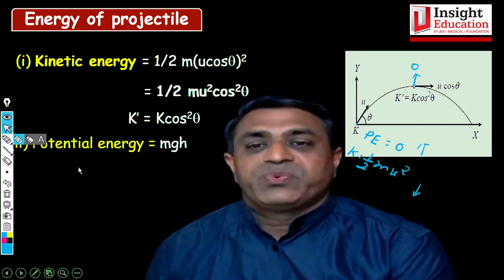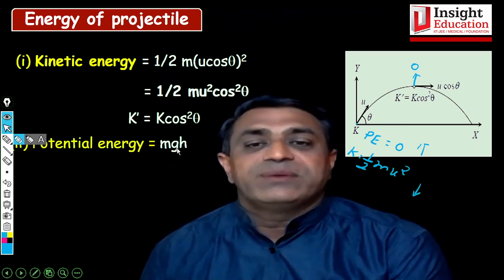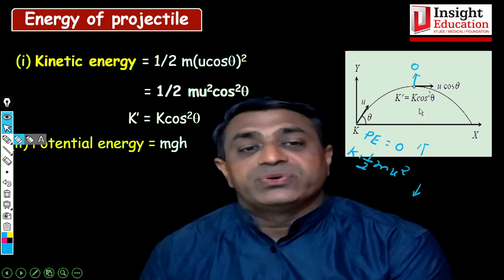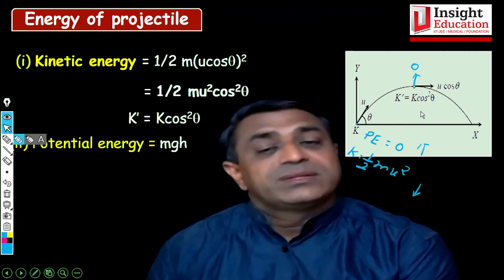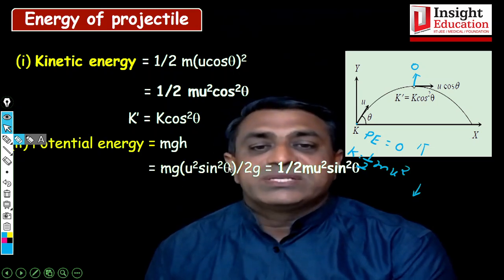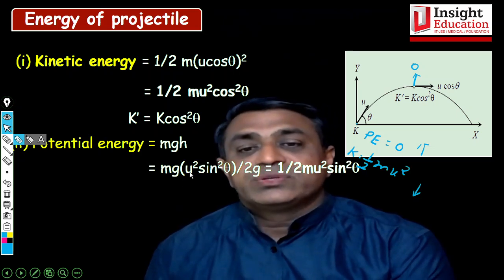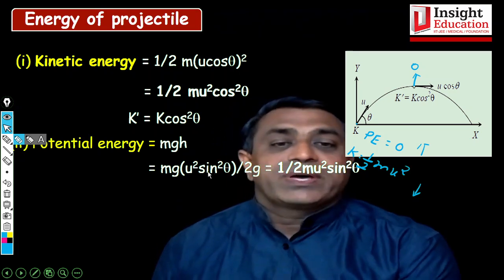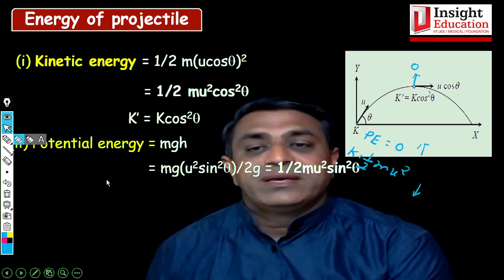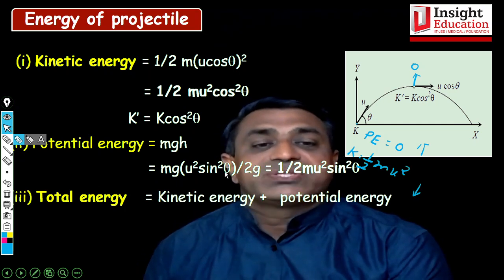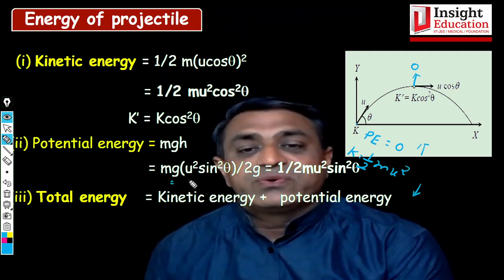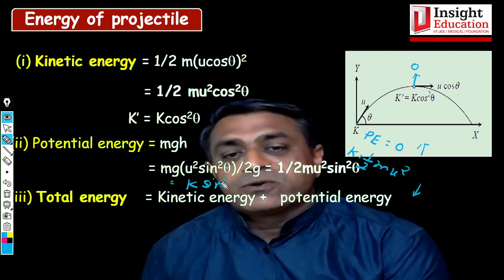Next, potential energy. Potential energy is equal to mgh. At the highest point, h is equal to u square sine square theta upon 2g. So g cancels, and we get 1/2 m u square sine square theta. 1/2 m u square is K, so you can say K times sine square theta. So we can write the formula: potential energy is equal to K times sine square theta.